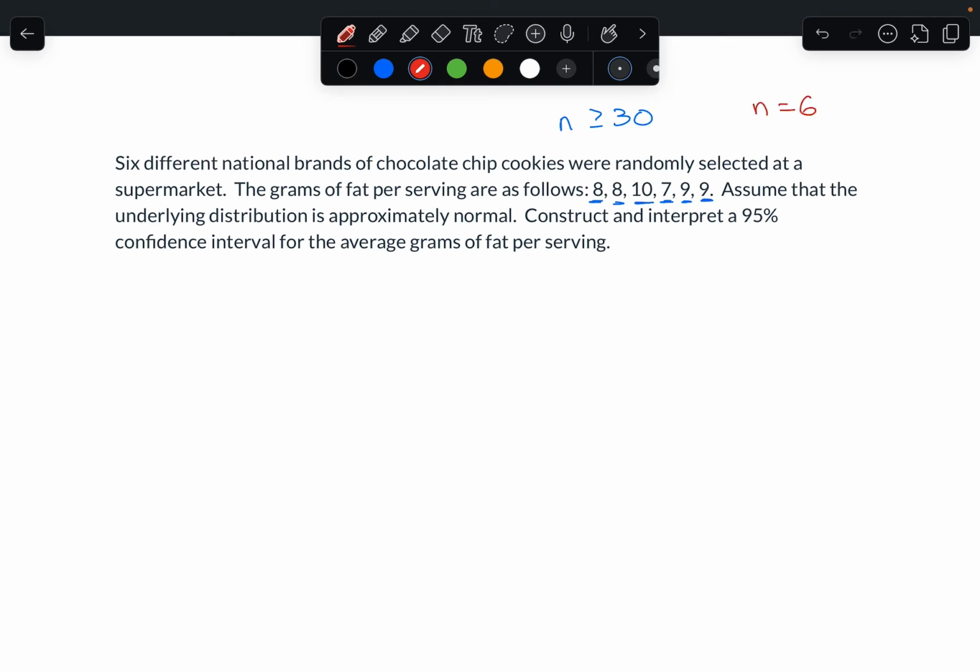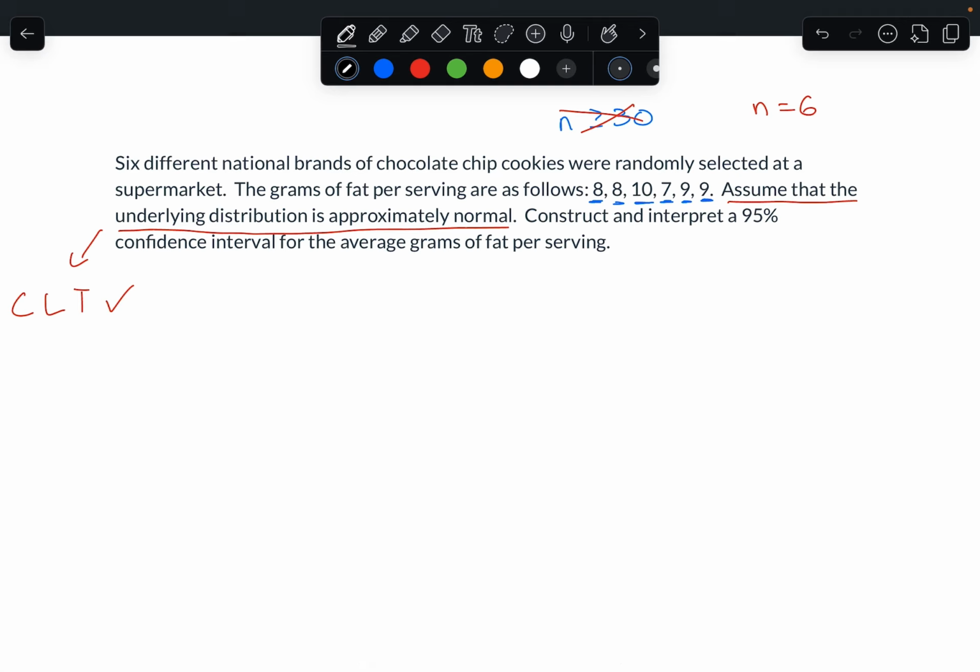That is most certainly not greater than or equal to 30, which seems like a problem right here, except for one sentence which we are saved by, where it says, assume that the underlying distribution is approximately normal. That sentence alone says the conditions for the central limit theorem are met. We can continue on. There is no extra added stuff that we're going to have to do. So that is very good news for us. So the conditions for the central limit theorem are met.